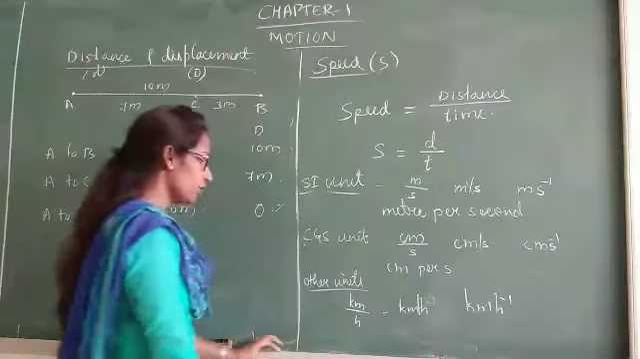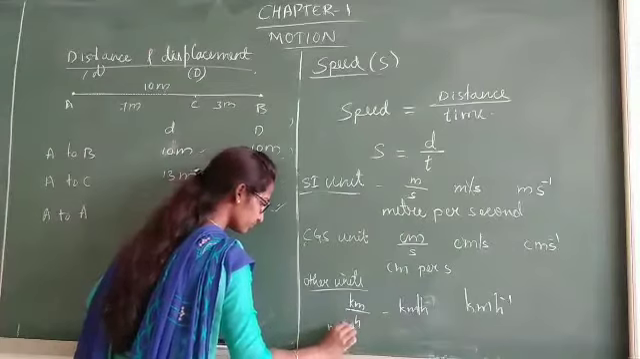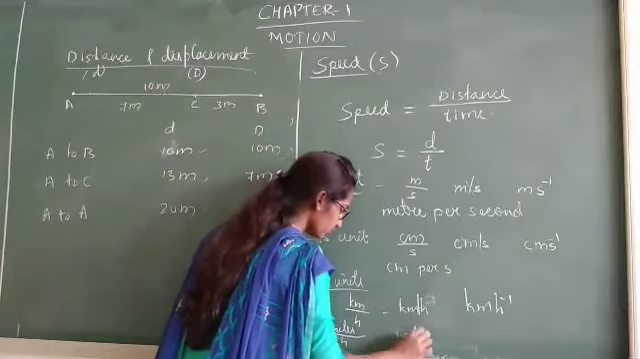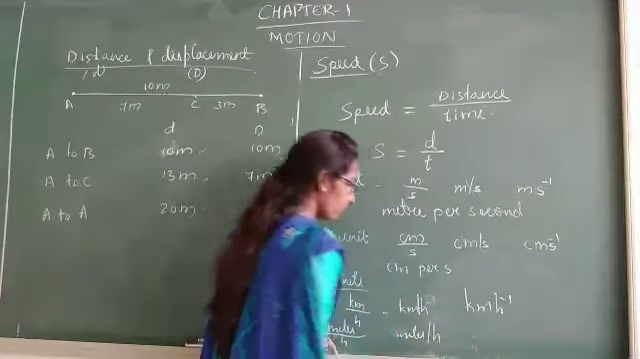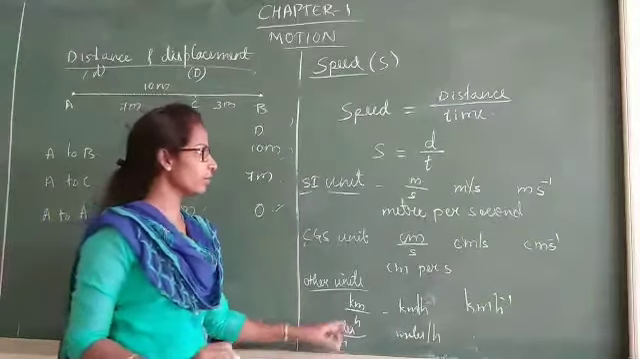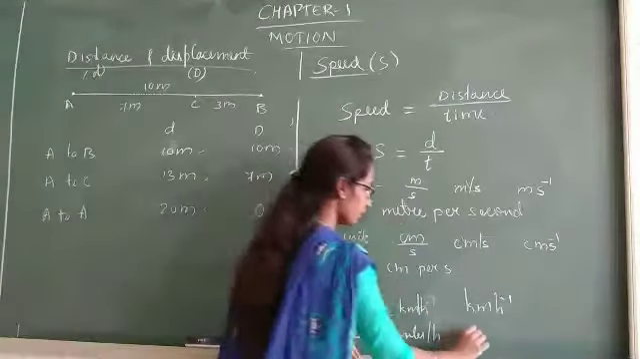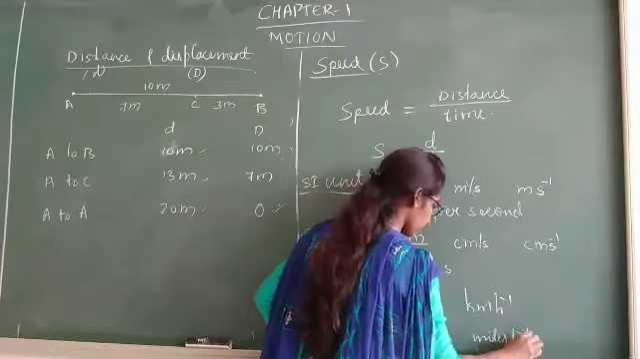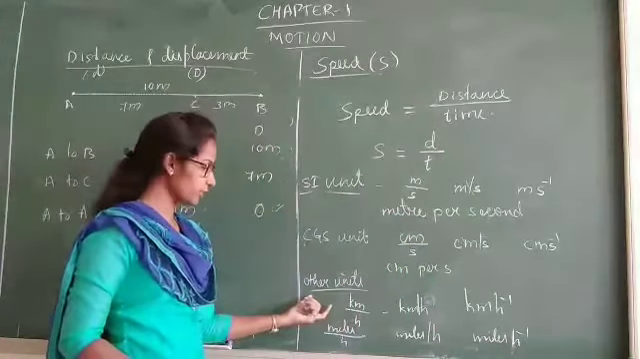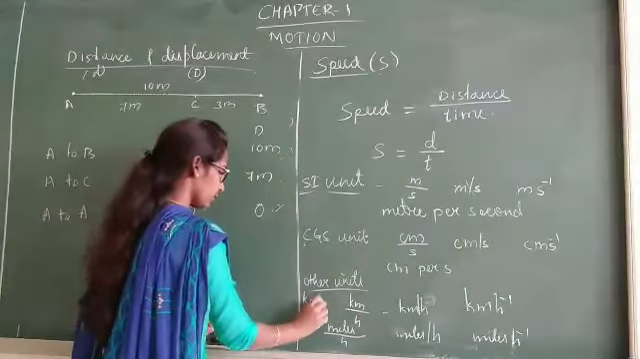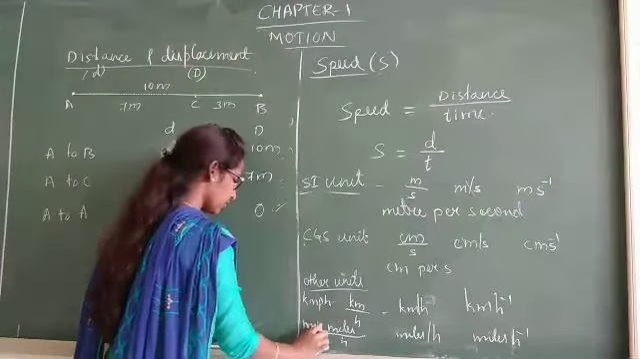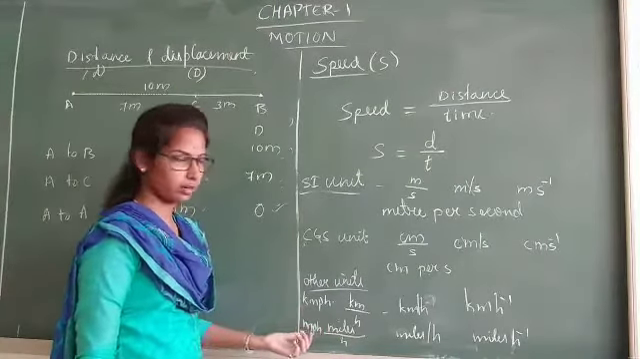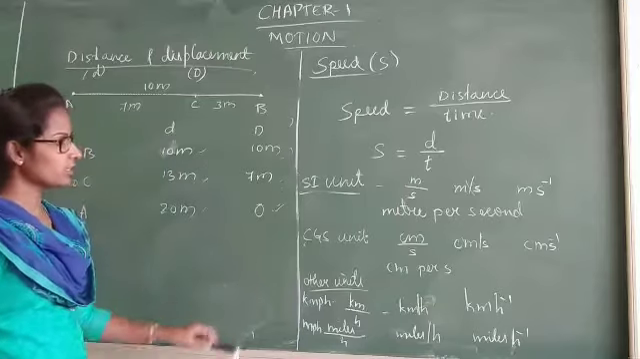Use this one. And if you measure the distance in miles and time in hour, the unit is miles per hour. For miles, you should not use m because we have already used m for meter. So you should write it as miles itself. Miles per hour. But the short form for this is kmph, and miles per hour is mph. They are not the units. They are the short forms of kilometer per hour and miles per hour. So these are the units.